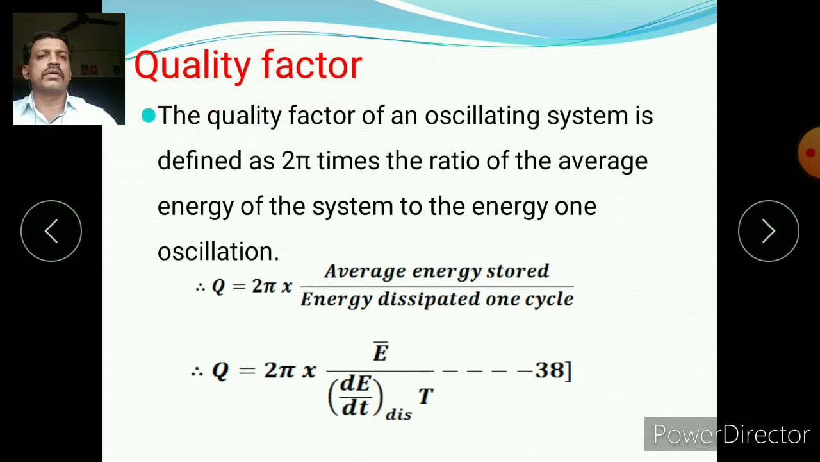Quality factor. The quality factor of an oscillating system is defined as 2 pi times the ratio of the average energy of the system to the energy lost in oscillation. Therefore quality factor Q equal to 2 pi average energy stored upon energy dissipated in one cycle, that is Q equal to 2 pi E bar, the average energy absorbed, upon dE by dt (dissipation) into T, for one cycle, which is shown by T.